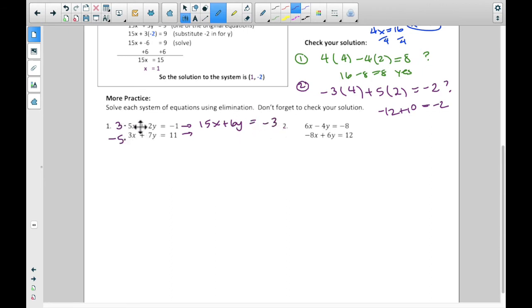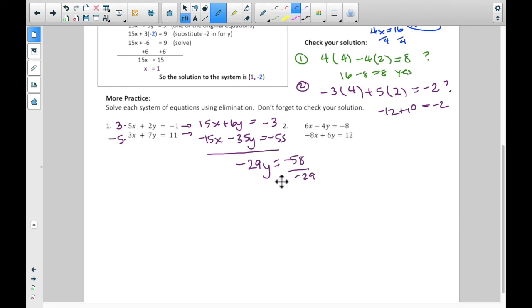I took that 3 and I multiplied it times all three things. Negative 5 is going to be negative 15x, times 7 is negative 35y, equals negative 55. Getting some kind of big numbers. We'll have to see what happens here. So the 15 and negative 15 add up to 0. The negative 35 and 6 add up to a negative 29. And over here, negative 3 and negative 55 is negative 58.